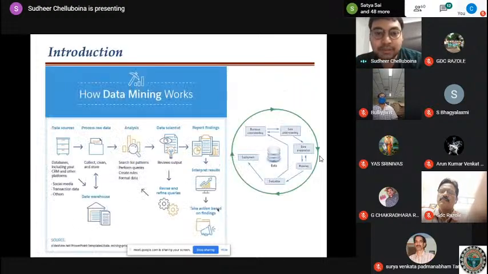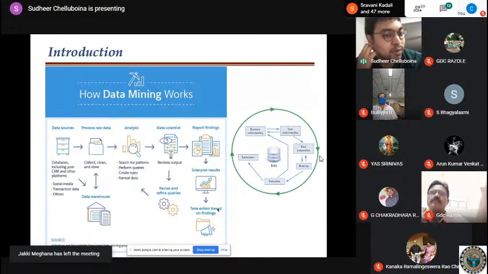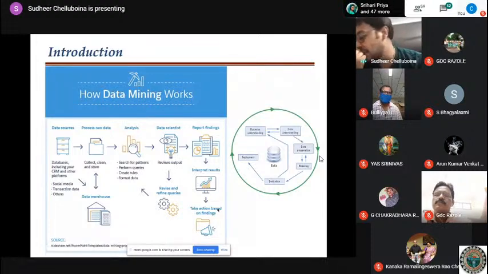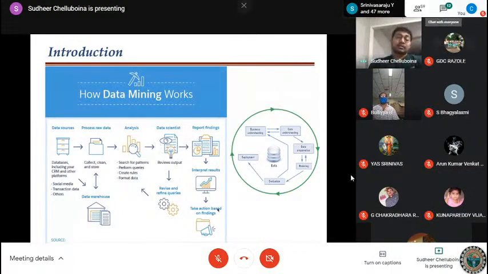So what is data mining? How does data mining work? What exactly is data mining? How has it been taken as an interesting topic towards the future, and how has it been evolving over the years?